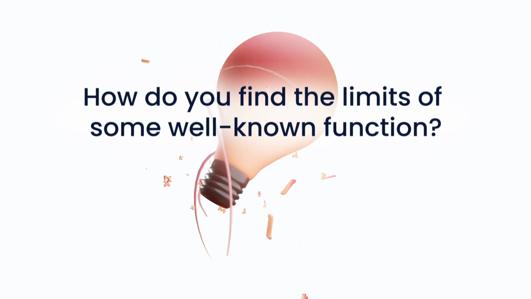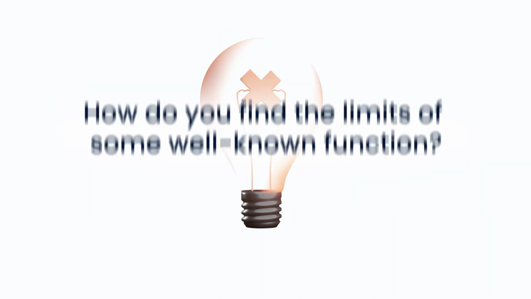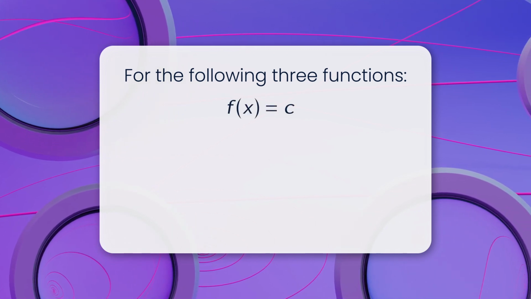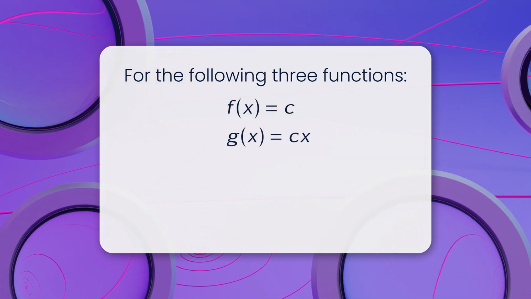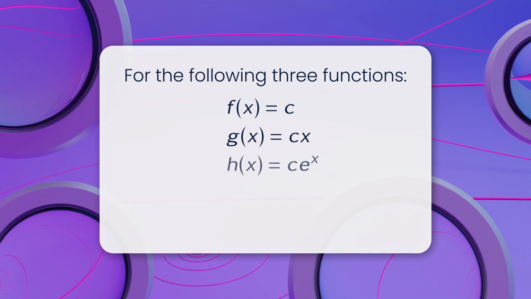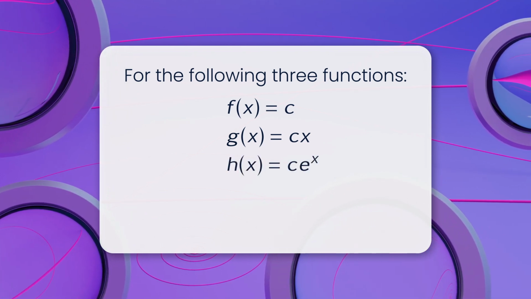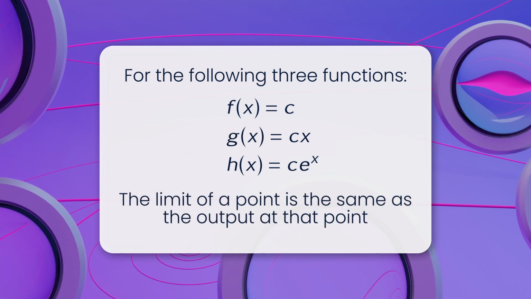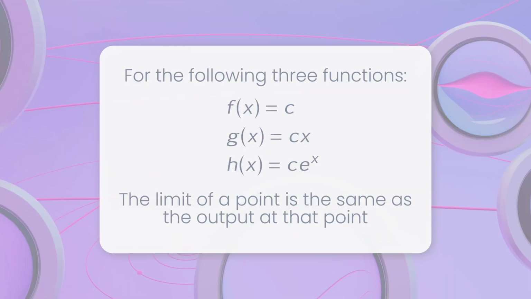How do you find the limits of some well-known functions? For the following three functions, f of x equals c, g of x equals cx, h of x equals c times e to the power of x. The limit at a point is the same as the output at that point.